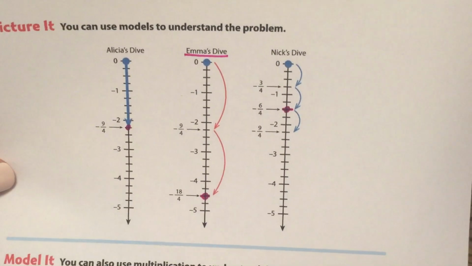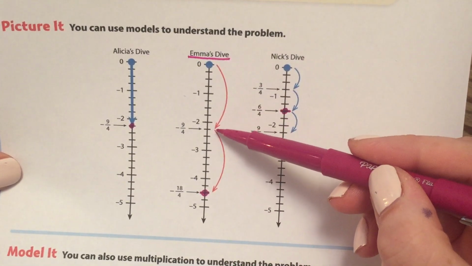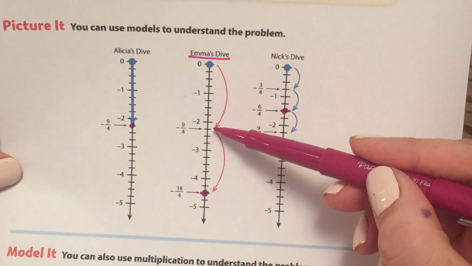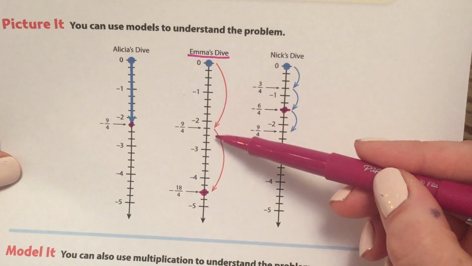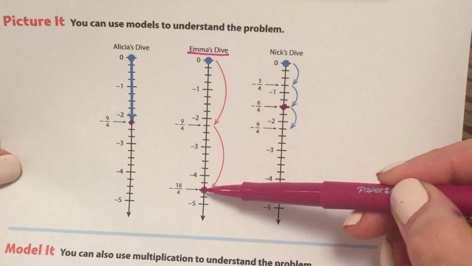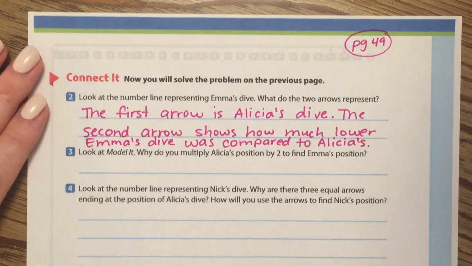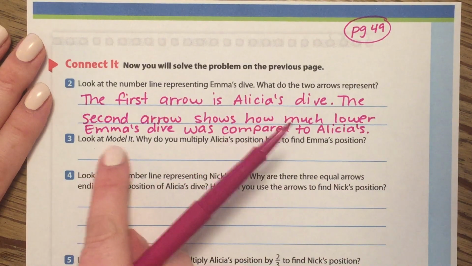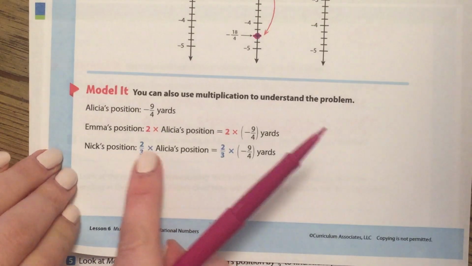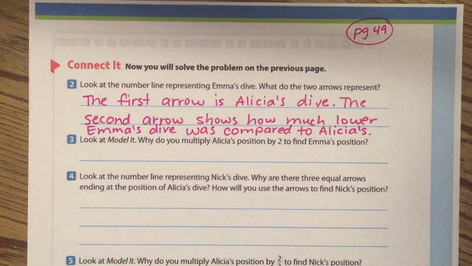So if we look back at the picture, this first arrow goes from 0 to -9/4. That's basically Alicia's dive. Emma's dive is twice as deep, so we need another arrow of the same length to double that distance, and we would land down here. So let's look at the model it from the previous page. That would be this down here, and we're talking about Emma's position.